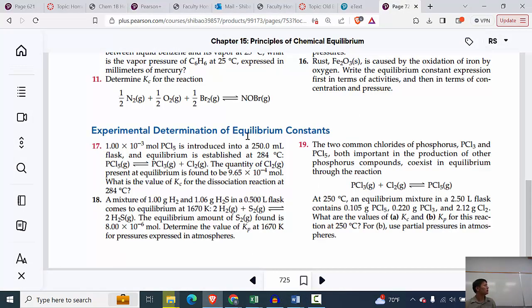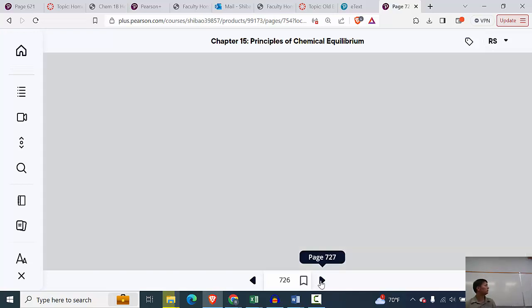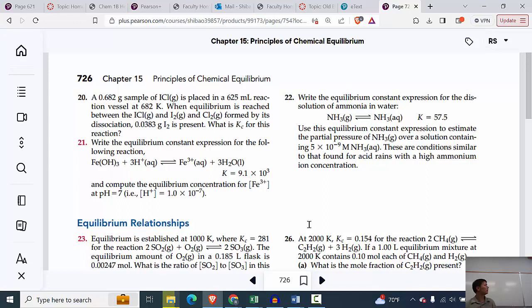All right. We can experimentally determine the equilibrium constants. So I gave you some. And we don't have to measure all the equilibrium concentrations. We can just measure some of them and then figure out the others. And so let's see which one I was looking at.